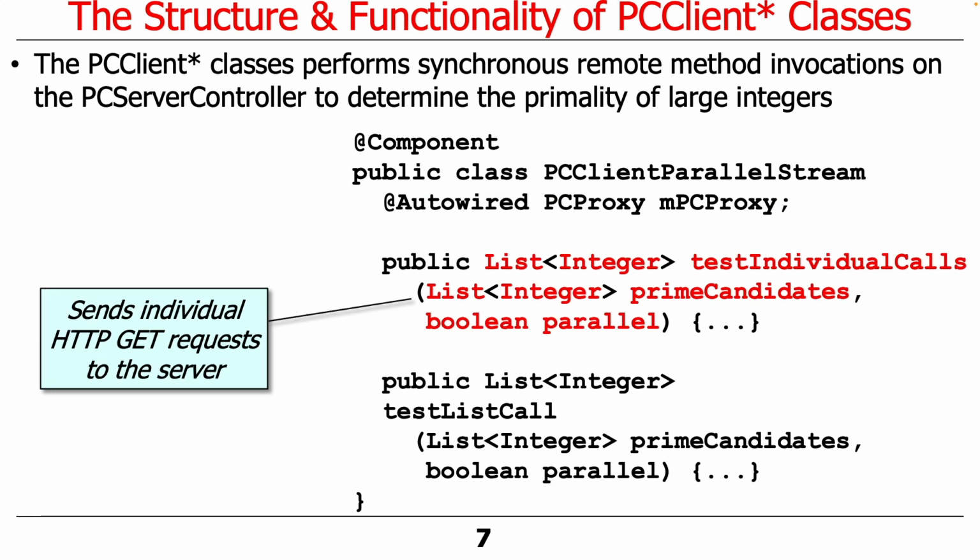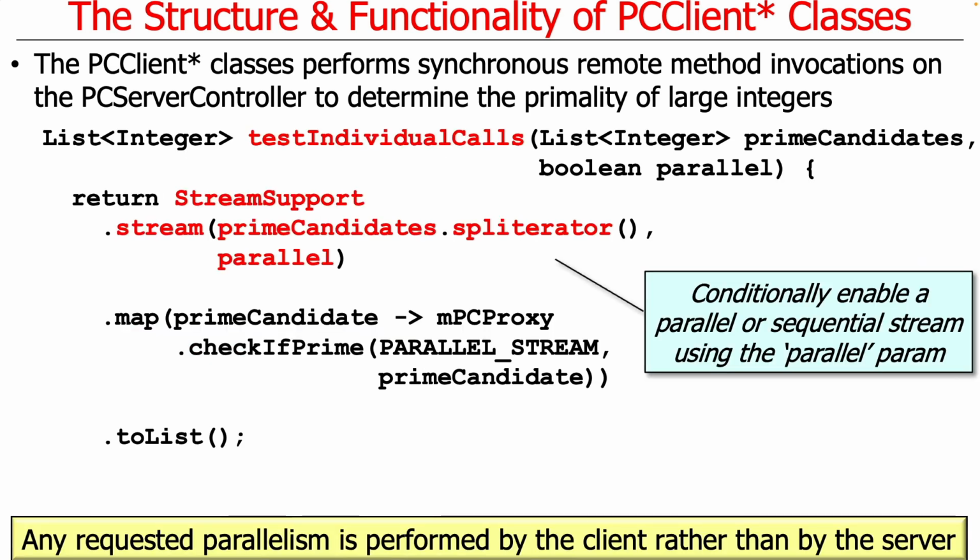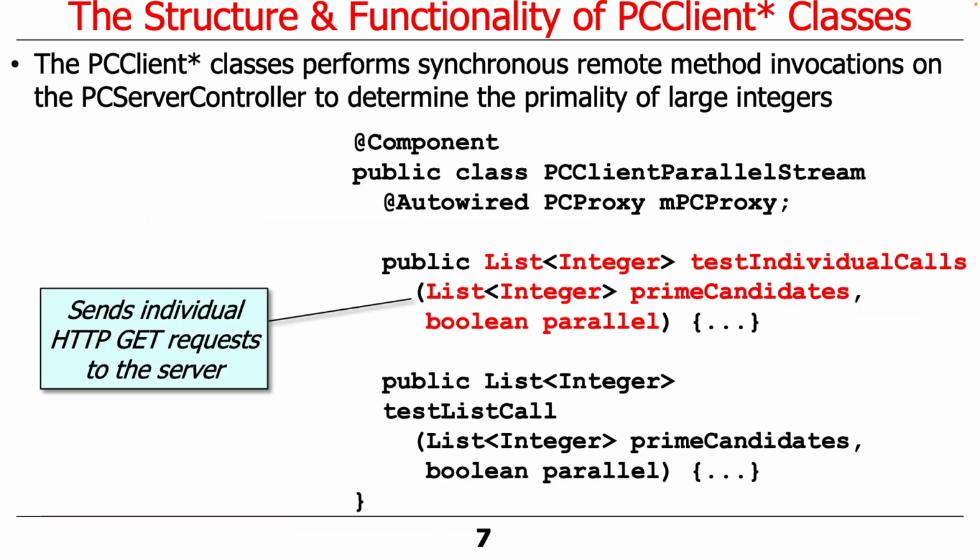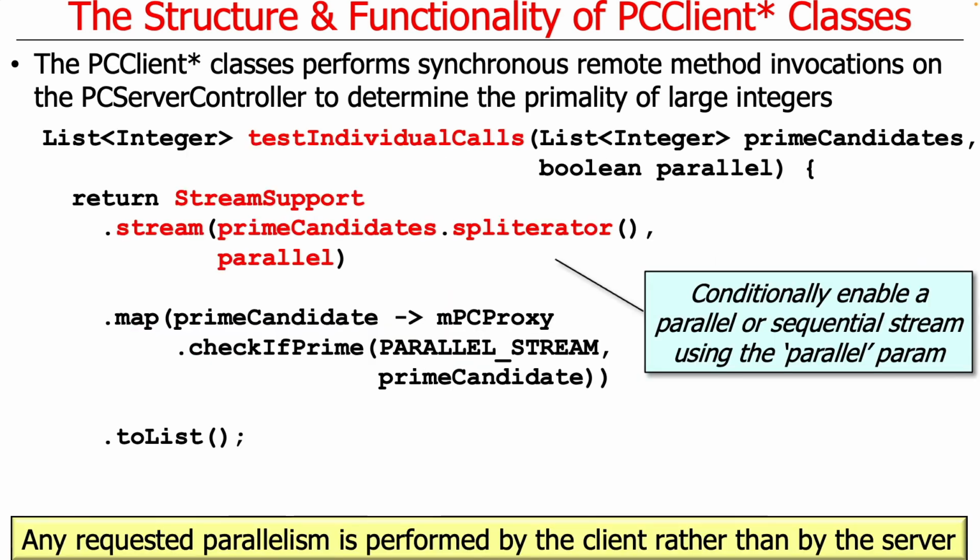There's two methods used in the client. One is called test individual calls, and it's going to go ahead and take in the prime candidates to test and a Boolean parameter. And then the other one is going to be called test list call. It's going to pass a list. So the first thing you're going to see is when we do the testing of the individual calls, we're going to decide whether or not we're going to be doing this in parallel or whether we're going to do it sequentially. So you can pass that parameter in.